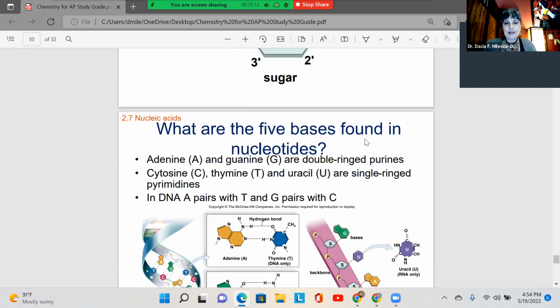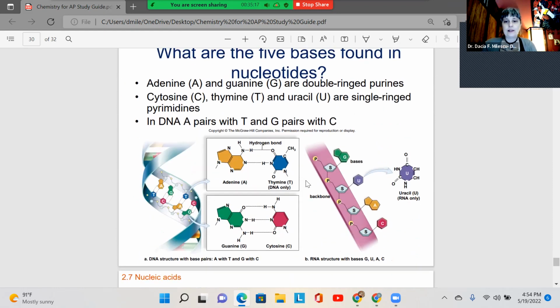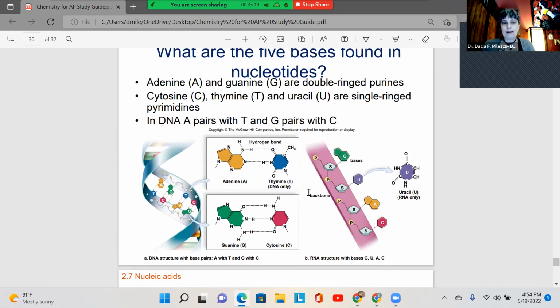What are the bases found in nucleotides? Okay, here we go. These are the foundational units of life on Earth. Adenine, guanine, cytosine, thymine. And guess what? In RNA, thymine is replaced with uracil. So RNA does not have thymine, it has uracil. So that's all you need to know.